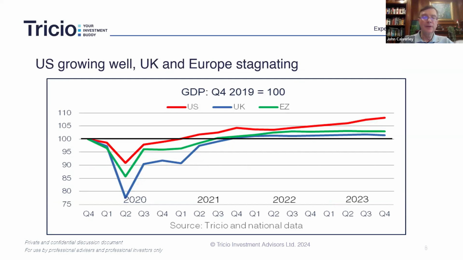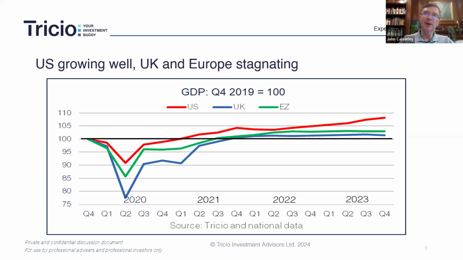So let's look at the fundamentals of the economies a bit. This is just showing GDP starting in the fourth quarter of 2019, making that 100, and looking at how GDP has evolved since then. And very strikingly, the US is way out ahead of the other two. The US has been growing strongly, particularly last year. It recovered earlier, of course, from COVID and is growing stronger, whereas the Eurozone and the UK have essentially been flat now for a couple of years, up and down a little bit. Technical recessions here and there, sometimes revised away, but basically flat.